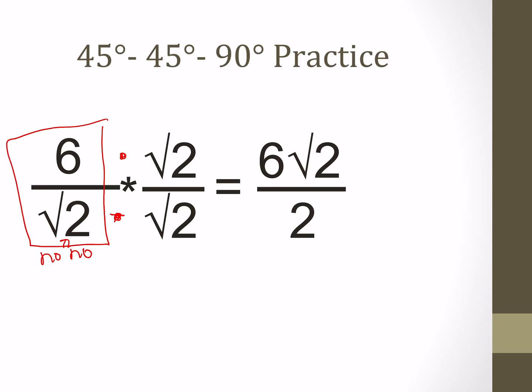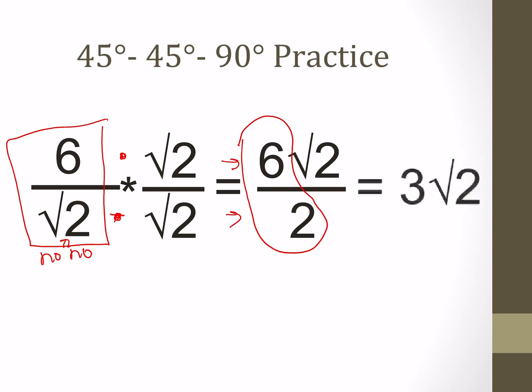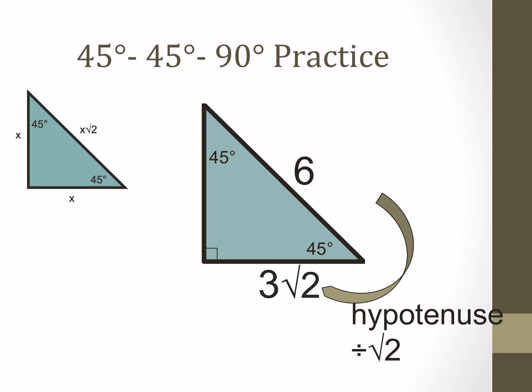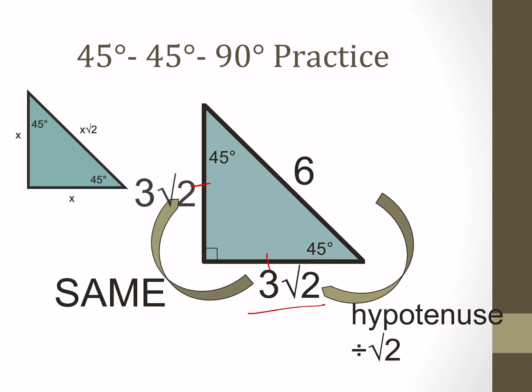What you do to the bottom, you do to the top, multiply straight across. Look at your answer, see if your outside numbers will reduce at all. And you know that 6 divided by 2 is 3, and you're left with a radical 2, which is really over 1, but you know that anything over 1 is that. So you get 6 as a hypotenuse goes down to 3 radical 2 for your leg, and your other leg has to be the same, so you know that that is also 3 rad 2. So really there's only one step you have to understand. You're either multiplying by radical 2 or you're dividing by radical 2.